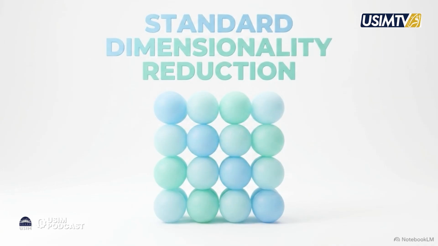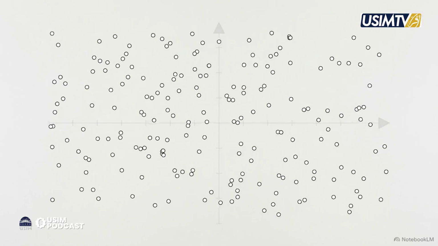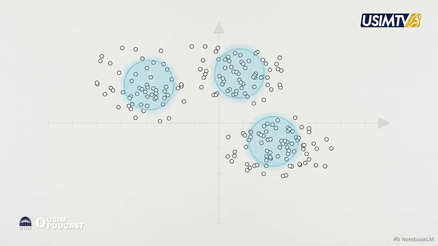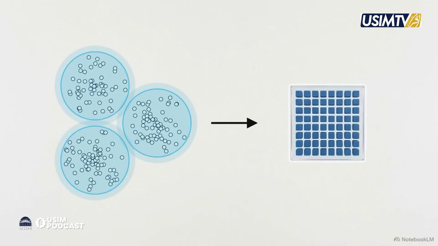Data scientists typically attempt to clean up this complexity using a traditional tool called principal component analysis, or PCA. At its baseline, standard PCA simplifies datasets by grouping correlated variables together. It removes redundancy to make massive clinical spreadsheets more manageable for the algorithm.